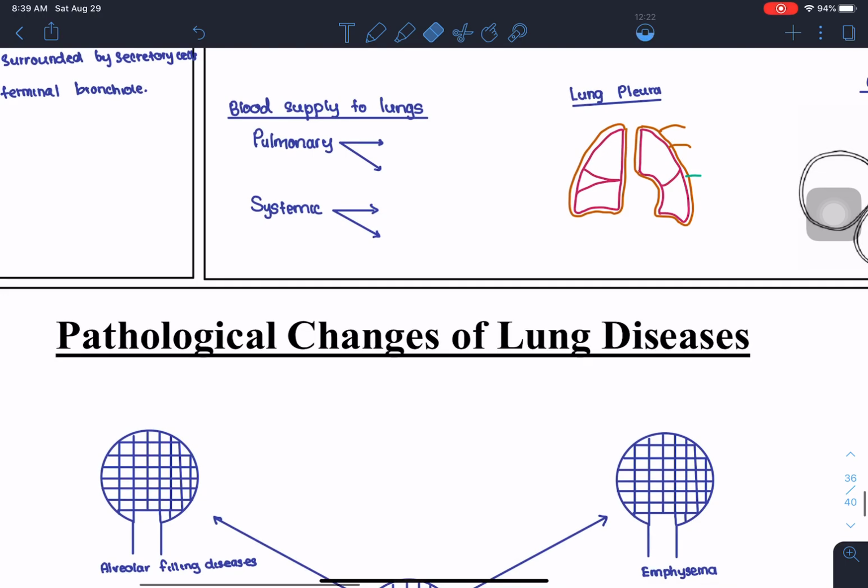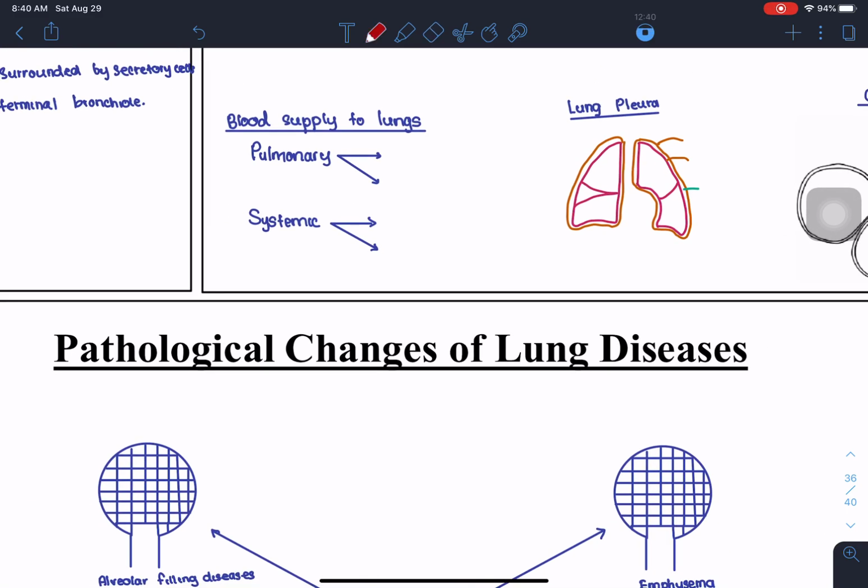Again, blood supply to the lungs. So we have 2 types of circulation, and if it was just the pulmonary circulation, the lung would not get any oxygenated blood. The lung tissue will die if there is no oxygenated blood coming to it. So you have the pulmonary circulation, which is the pulmonary artery and the pulmonary vein. And next, we have the systemic circulation, bringing oxygenated blood to the lungs. These are the bronchial arteries and bronchial veins.